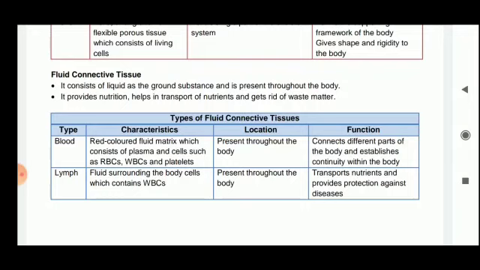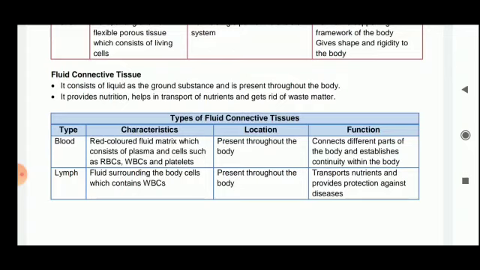Blood is a red colored fluid matrix which consists of plasma and cells such as RBCs, WBCs and platelets. So blood constitutes mainly two parts. One is the liquid part, which is called plasma, and the second is the cellular component, where three types of cells are found. One is the RBC, second is the WBC, third is platelets.